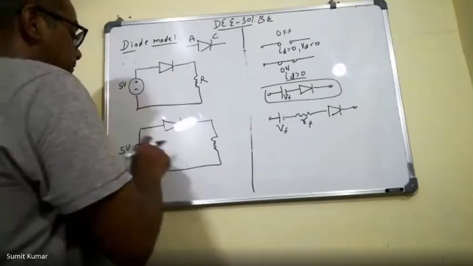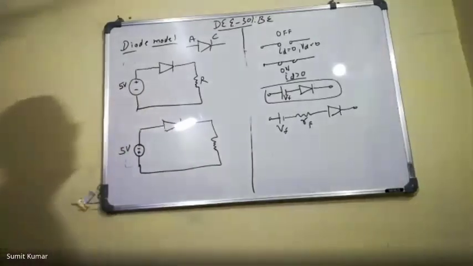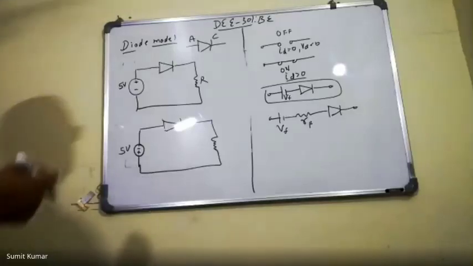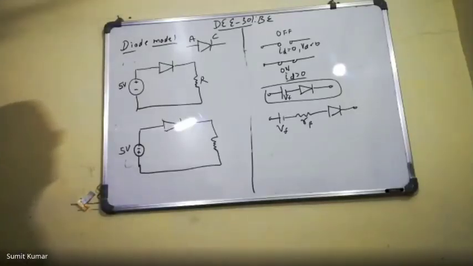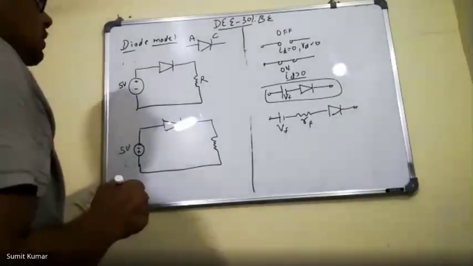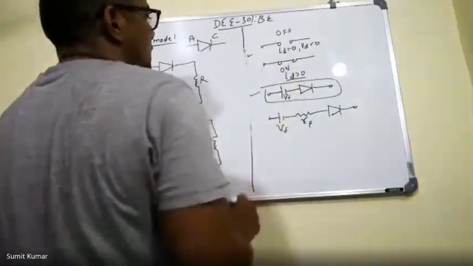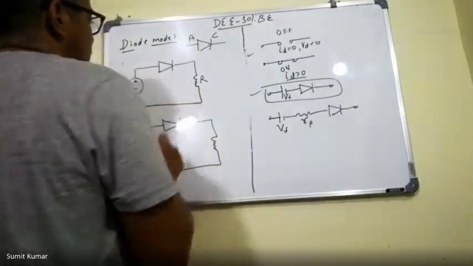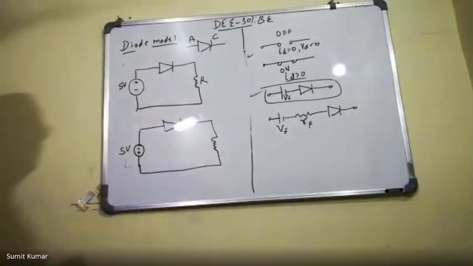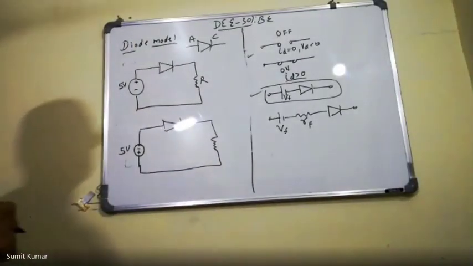Okay, now we shall again try to solve this problem with the help of the other two models. So first we will use the constant voltage source model. This model we have already done in the previous lecture, and now we shall try to solve this problem with the help of this constant voltage source model.